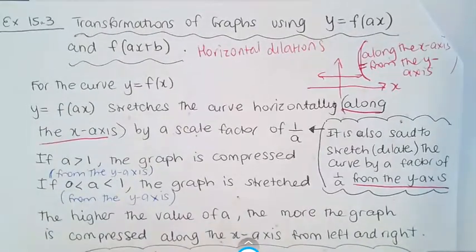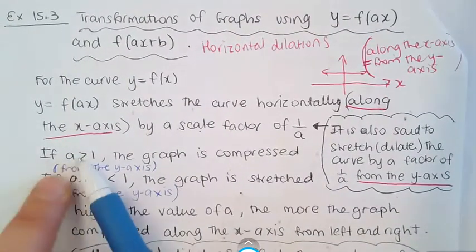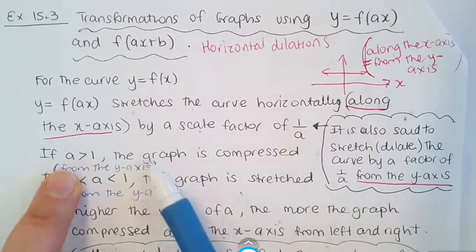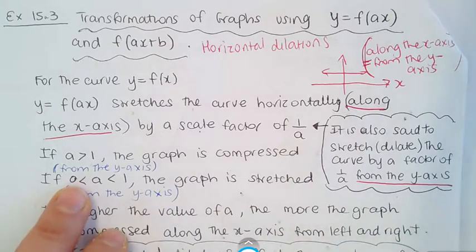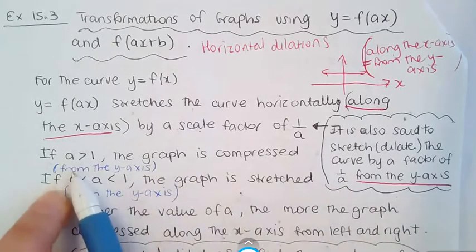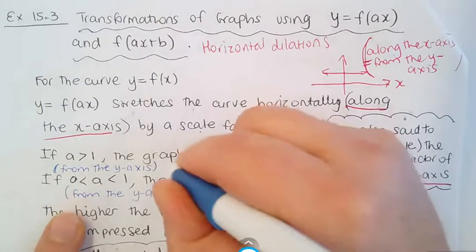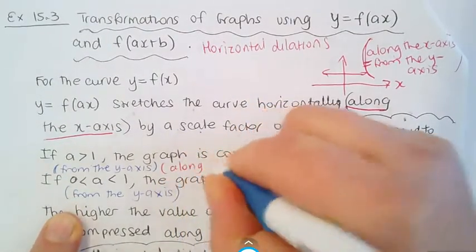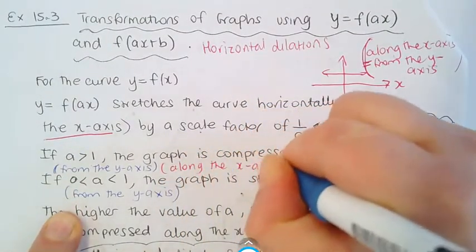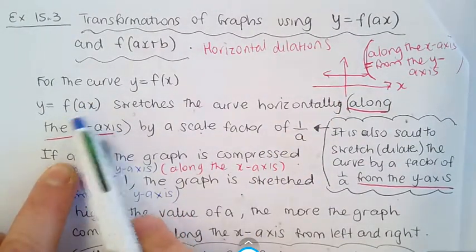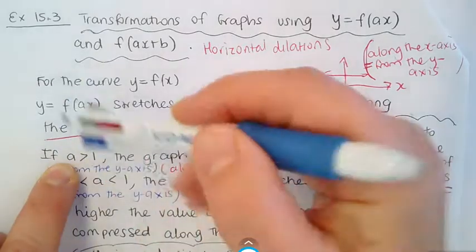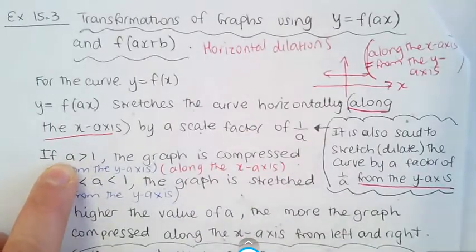Okay, so if a is greater than 1, the graph is compressed. You're going to find this strange when I sketch it, but it's compressed from the y-axis, or along the x-axis. I just want to show you something. But this only relates to this type of function, not where the k is out the front. You can't use this, okay?